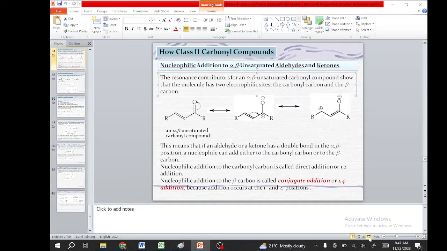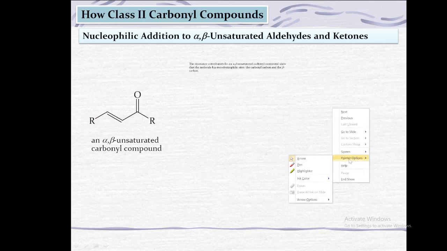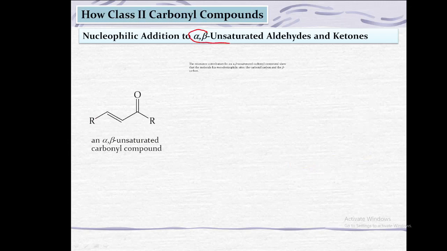This is Dr. Juma coming to you with chemistry of class 2 carbonyl compounds. But this time around, we want to look at alpha beta unsaturated aldehydes and ketones.